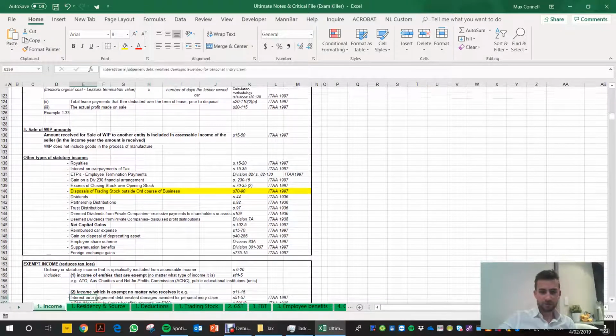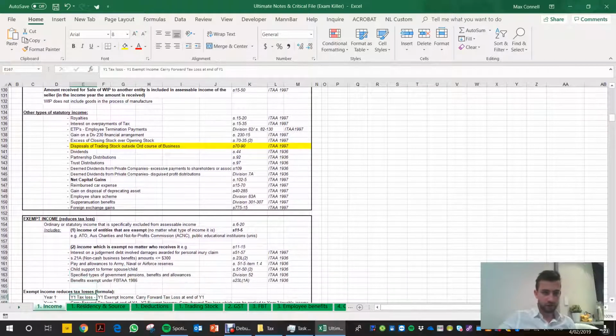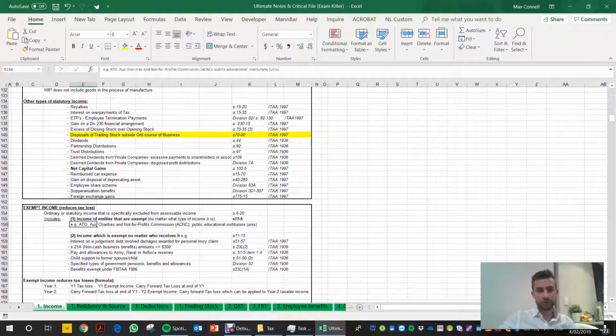Ultimately, it doesn't make a huge difference because both are included in your assessable income. The main type of question you'll get is, for example, they haven't included it because they don't really know how to treat WIP, a sale of WIP, for example. And you need to include that as income under statutory income, and you just need to include the right section reference. And that's it. It's quite simple.